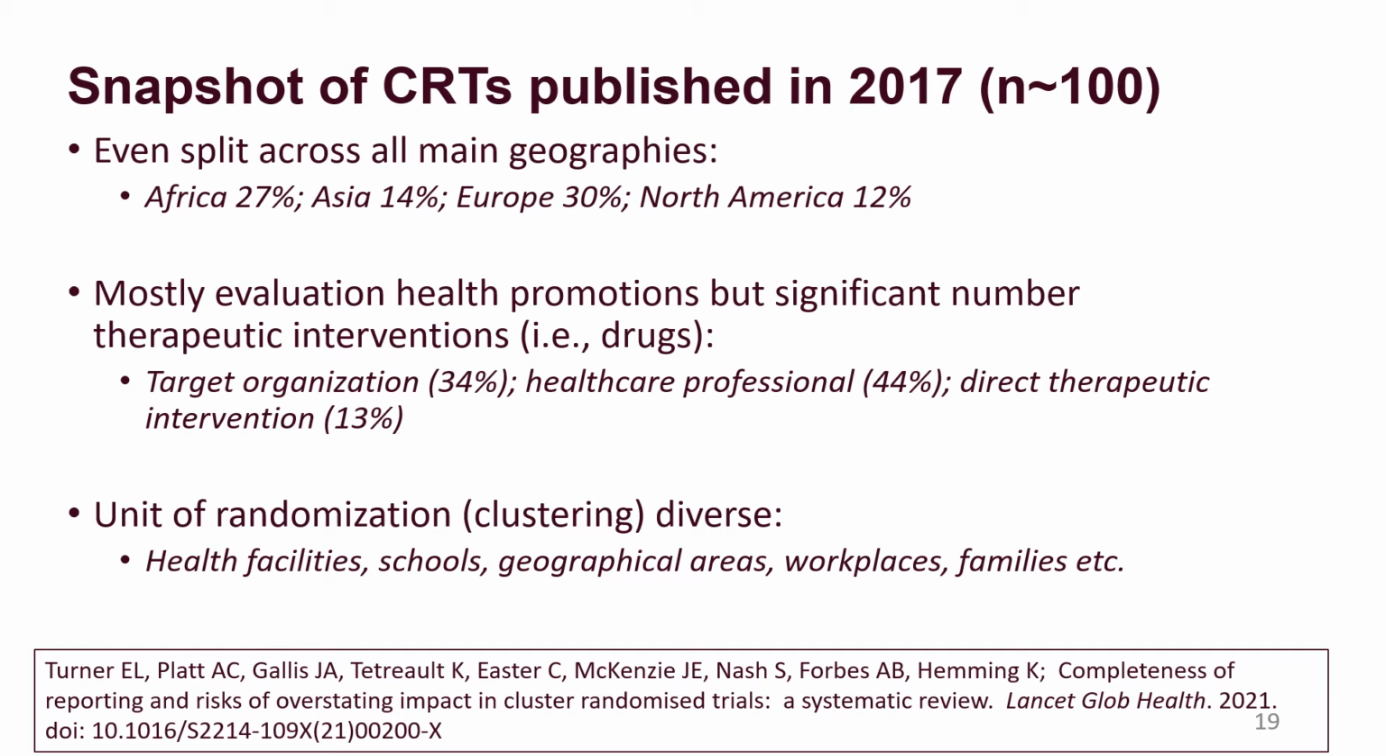About a third of the interventions targeted clusters. About 40% of interventions targeted healthcare professionals, and about 10% of interventions targeted individuals. The unit of randomization, this is what we refer to as clustering, was diverse. It included such things as health facilities, schools, geographical areas, workplaces, families, and so on.